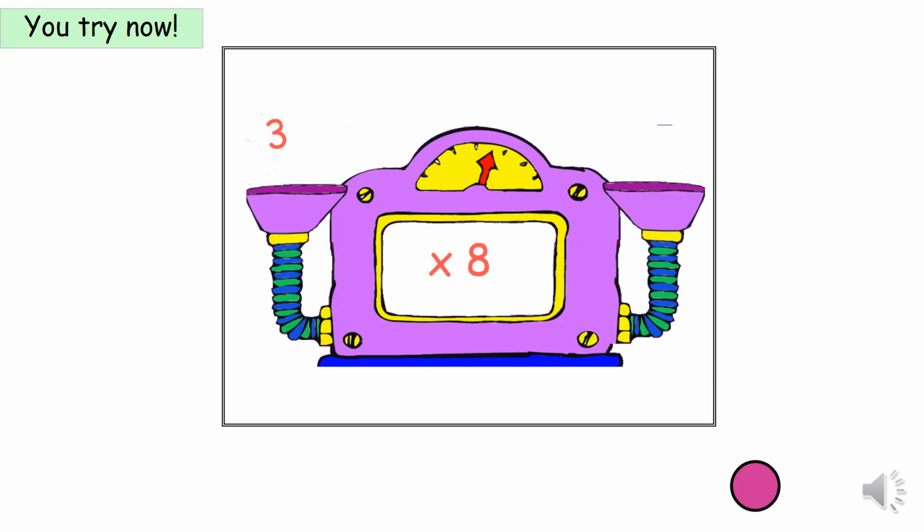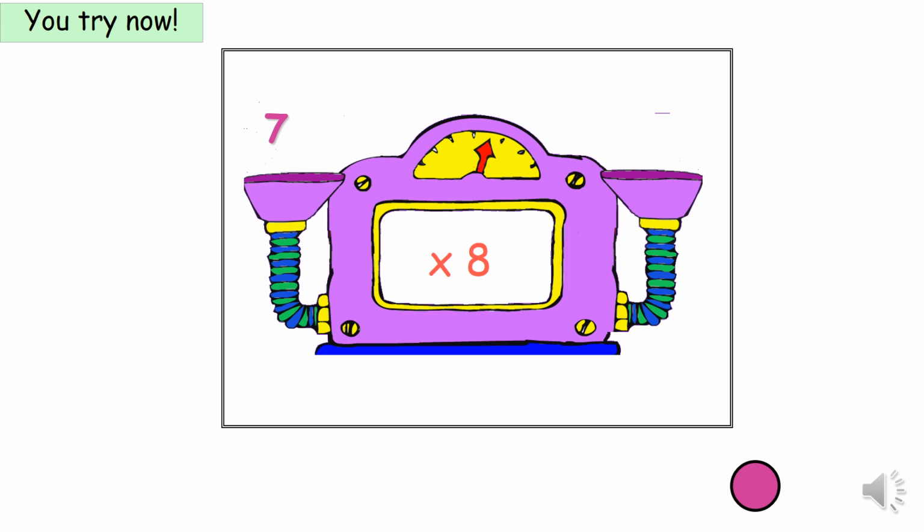Right. Now have a go at this question. You're given the input 3, and here's what happens in the machine. Find the output. So hopefully you had a go and you would have gotten 24. Now with that said, I want you to have a go again.